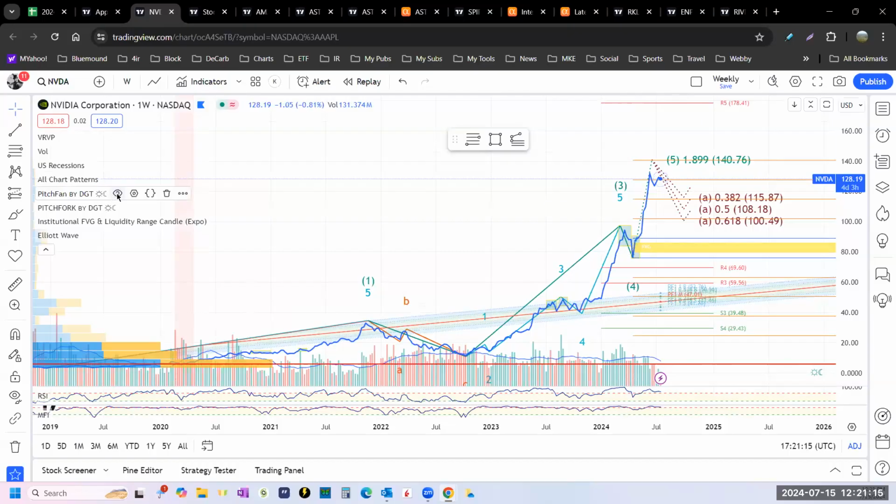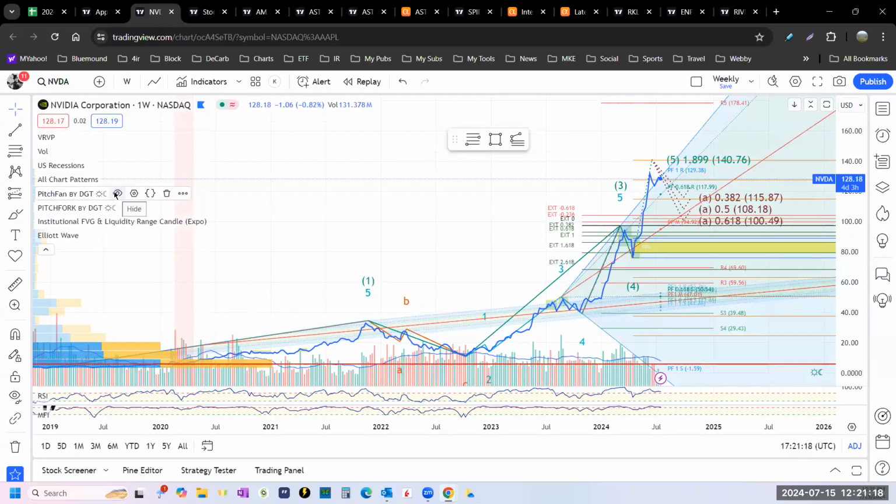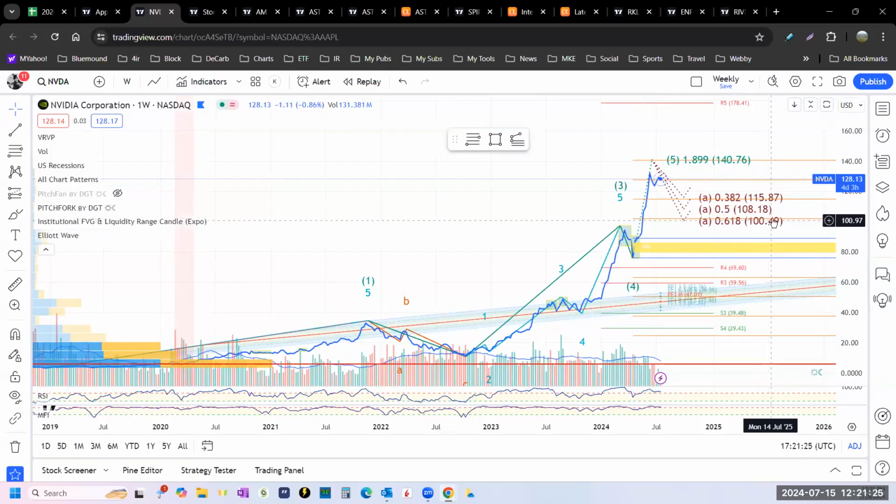What does Pitch Fan say? Pitch Fan says big outcome range. I would probably buy Nvidia around 100 if I was just dying to get into it. But I've been scaling out all the way up here. Would I buy it back here? I don't know. I'm probably just buying QQQ.